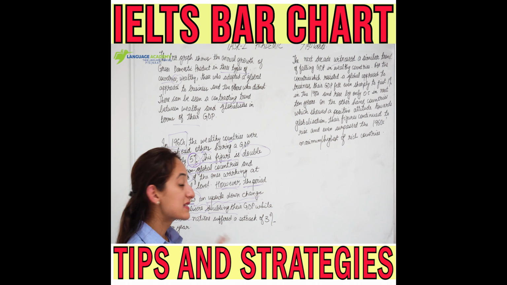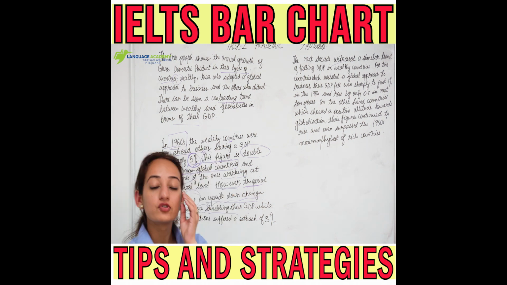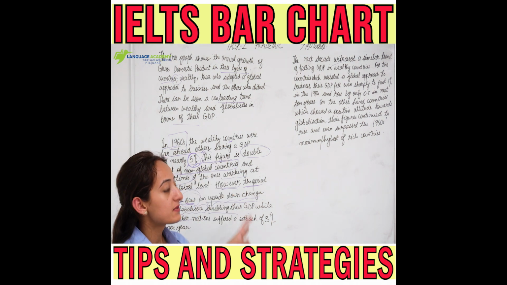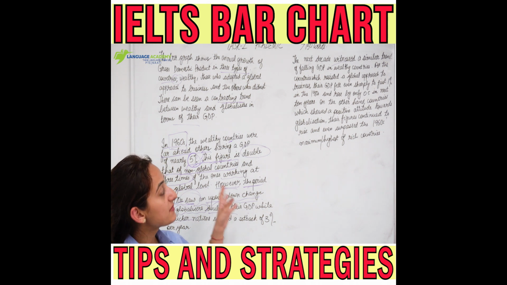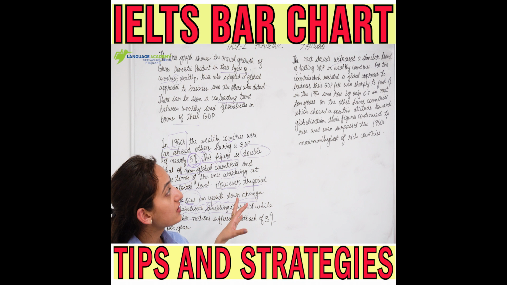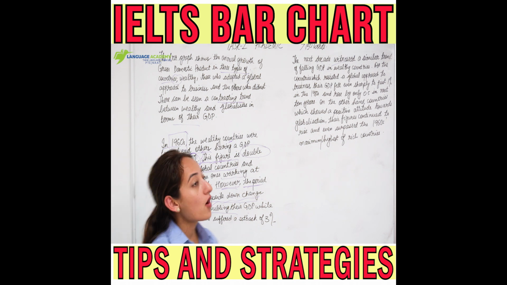So we have "similar trend," again a vocab phrase to describe or explain your graph. Similar trend, because for wealthy nations their GDP continued to fall. So, a similar trend of falling GDP in wealthy nations.